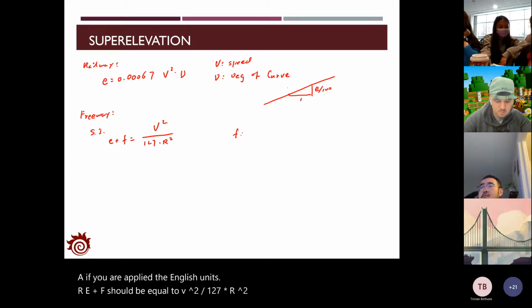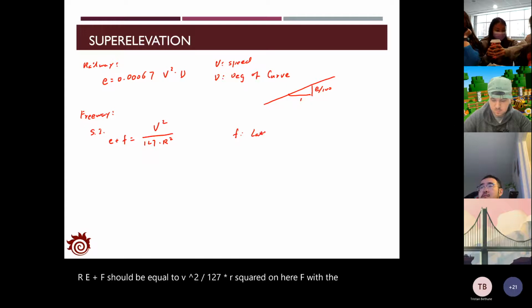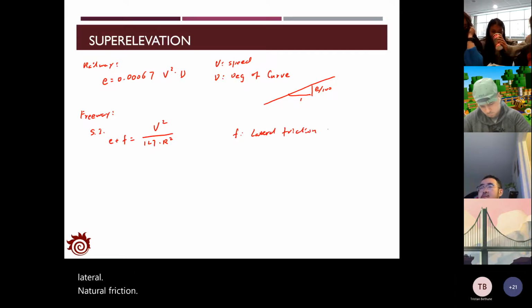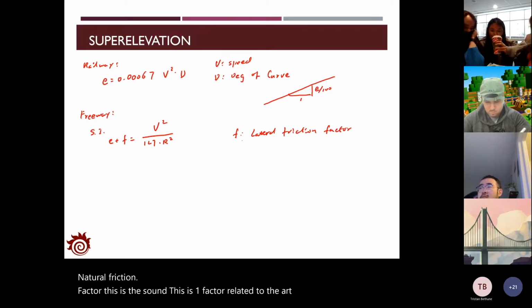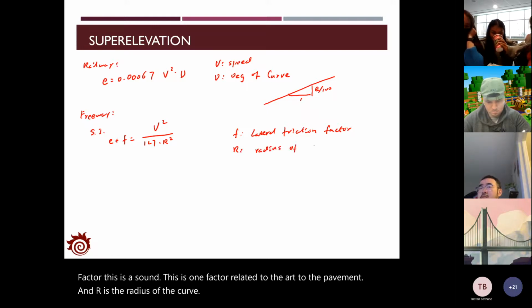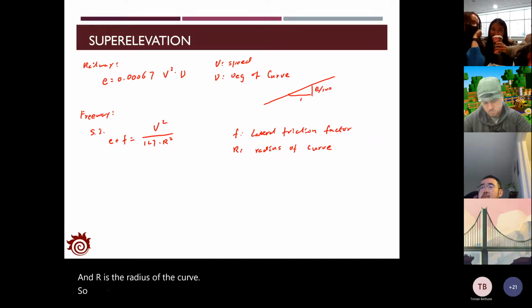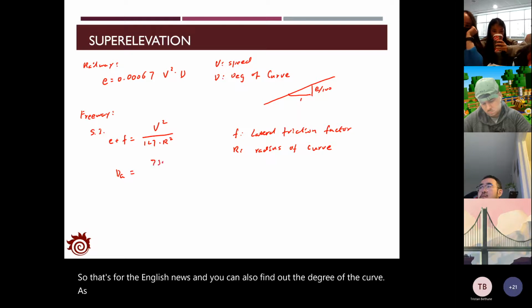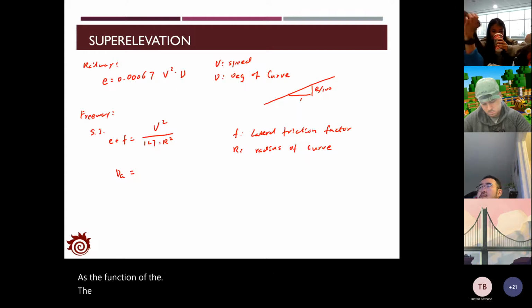Here F is the lateral friction factor. This is one factor related to the pavement, and R is the radius of the curve. So that's for the English units, and you can also find out the degree of the curve as a function of the elevation, the slope for the super elevation.